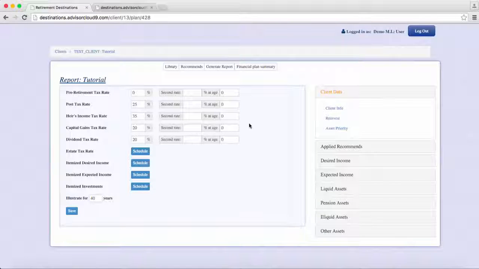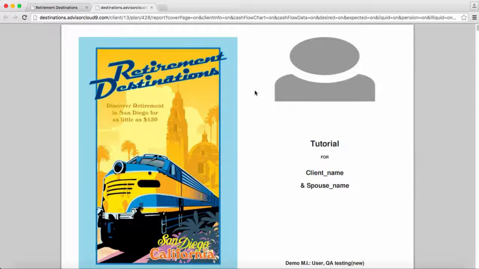The report is our CPA-style, number-intensive document that outlines everything in the plan. Once we've input our incomes, expenses, investments, any kind of assets that we have, and applied the appropriate recommends, we're ready to view the report. So on the top bar, click Generate Report. If you have supplied us with your company's artwork and a logo, you should see that on the cover page.